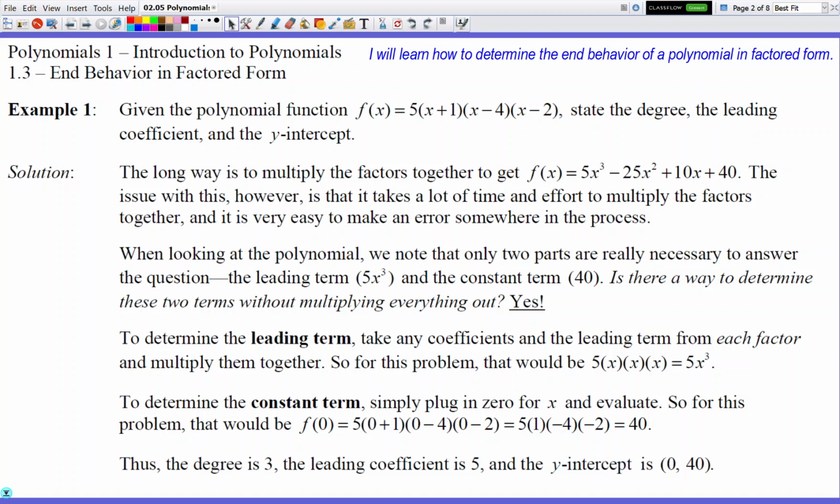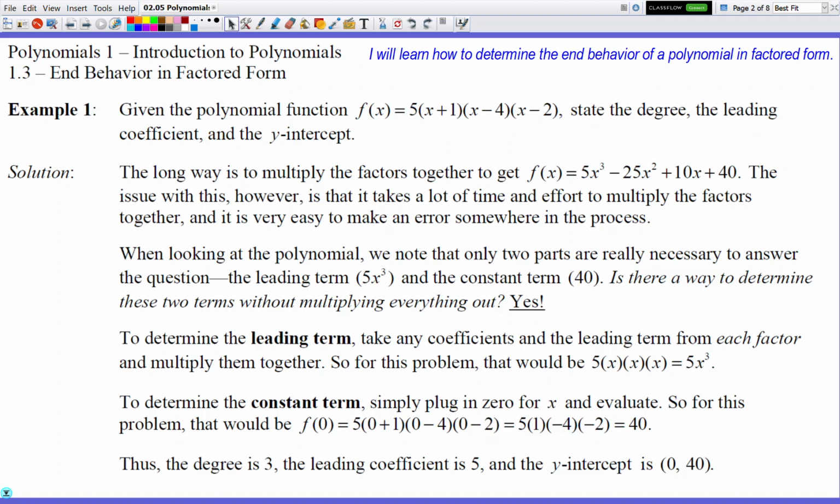What the degree and LC are doesn't change, and what they control in the graph doesn't change. It's just how we acquire the information that is a little different from the previous lessons. When we're given factored form, it makes certain things easier and certain other things more difficult. It makes the degree and LC a little more difficult. We're not just going to be able to look at the biggest power and say, there's my degree, or circle the term with the biggest power and say, there's my LC. It's not going to be that easy.